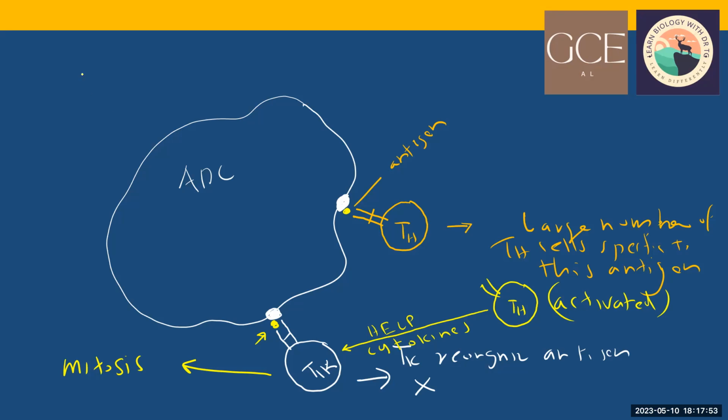Now this is T killer cell activation. Now we have another weapon, the T killer cell. So how do T killer cells kill cells? How do T killer cells help phagocytosis? We're going to learn.